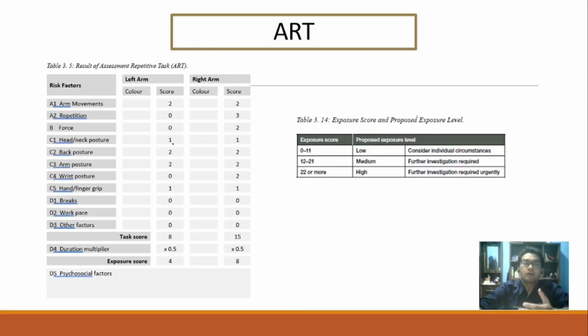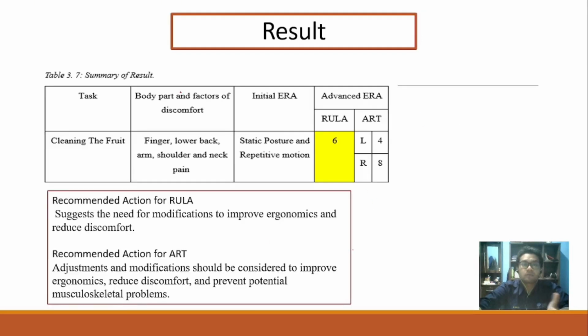For the assessment of repetitive tasks, ART, we evaluate the condition and substitute the values in this assessment and get 8 and 50, times 0.5, and get left arm 4 and right arm 8, and we get low. Summary of the result: initial ergonomic assessment, static posture and repetitive motion. Advanced assessment, RULA score is 6 and ART left arm 4, right arm 8.